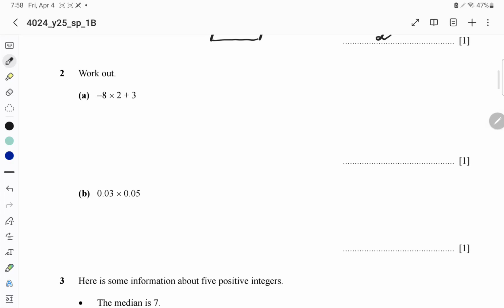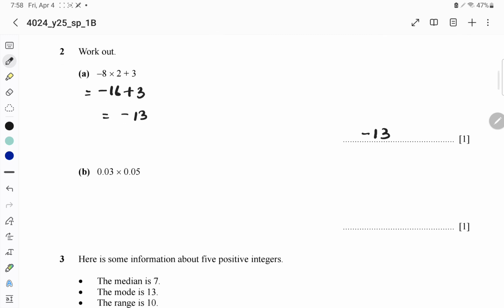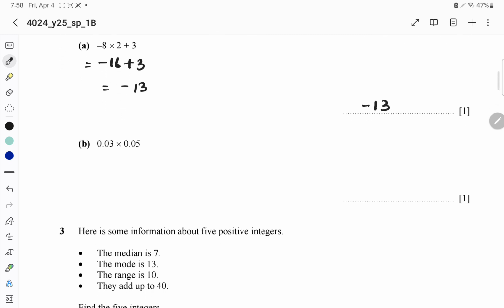Question number 2, work out part A: minus 8 into 2 plus 3. Minus 8 into 2 is minus 16, and minus 16 plus 3 is equal to minus 13. So this is minus 13. Very easy question. Part B is 0.03 into 0.05.